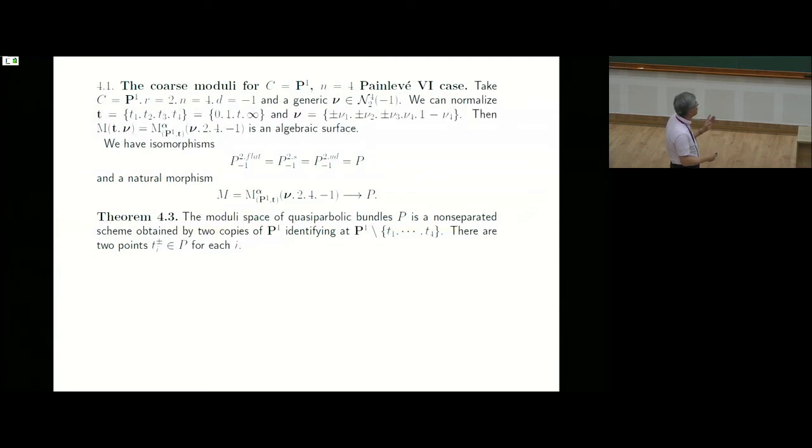Then the flat locus, the simple locus, and the composite are the same, and taking the quotient, this is the coarse moduli. And you have a natural map from the coarse moduli of the parabolic connections. This is two-dimensional, and this is one-dimensional. And what is strange is that P is a non-separated scheme obtained by two copies of P1, identifying them outside the points T1, ..., T4. There are 2 points, Ti plus and minus, on P.